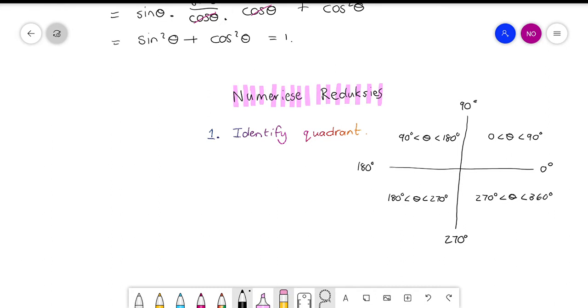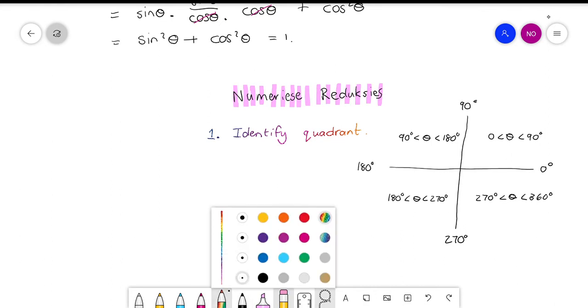Then you write it in terms of the reduction of that quadrant. Come on now. Thank you.